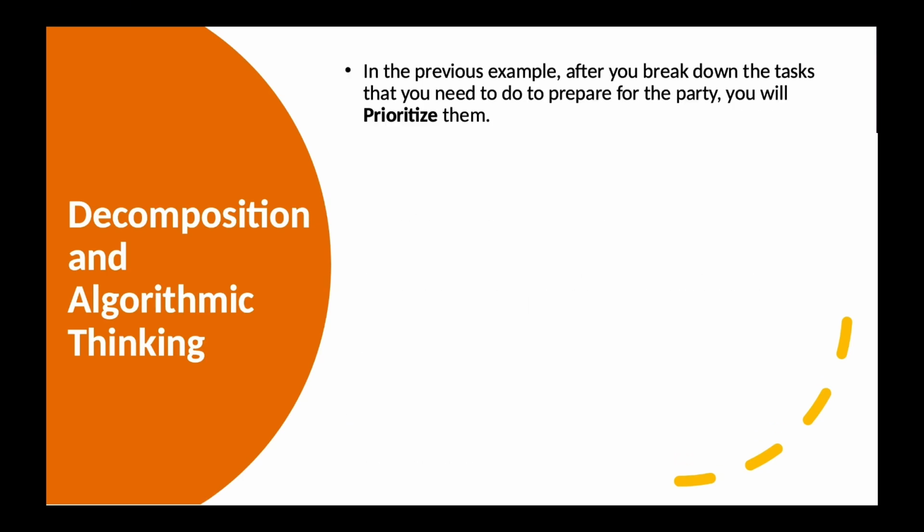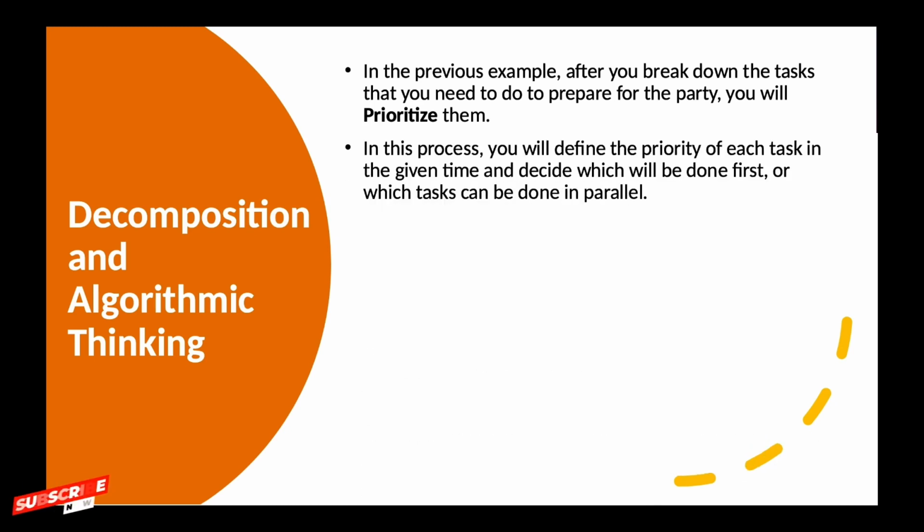Decomposition. Now, in the previous example that we just did, the birthday party, after you break down the tasks that you need to do to prepare for the party, you will prioritize them. One has to come before the other. You have to prioritize them, because if you don't put them into priority, you can never achieve the sequence that you want the thing to happen.